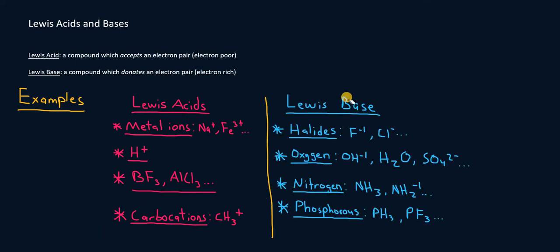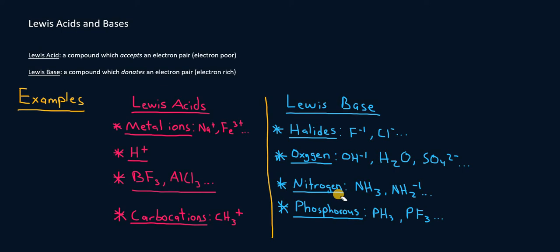So here are some common examples of what you'll see acting as Lewis bases. So halides are very often going to be Lewis bases. So halides are just the negative ions of the halogens. So fluoride, chloride, etc. Oxygen. Now, when you see oxygen in certain compounds where it has a lot of lone pairs around it, that's most likely going to be acting as a Lewis base. So, for example, hydroxide, which is this OH-1, water, sulfate ions, nitrate ions. You're going to see these oxygen compounds acting as Lewis bases.